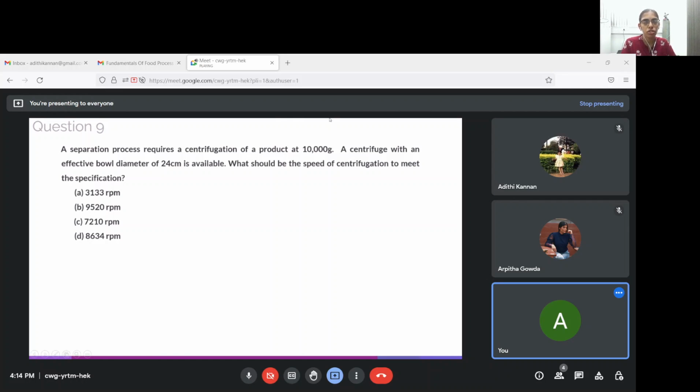A separation process requires centrifugation of a product at 10,000 G. A centrifuge with an effective bowl diameter of 24 centimeters is available. So what should be the speed of the centrifugation to meet this specification, that is, that the product requires 10,000 G? What should be the speed of the centrifugation in RPM? Any idea how to convert your G force into RPM?